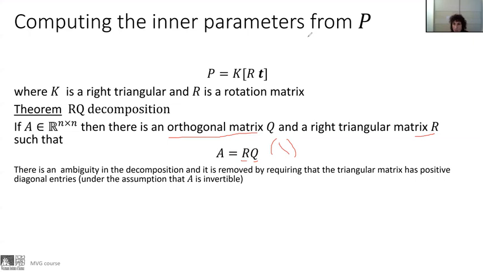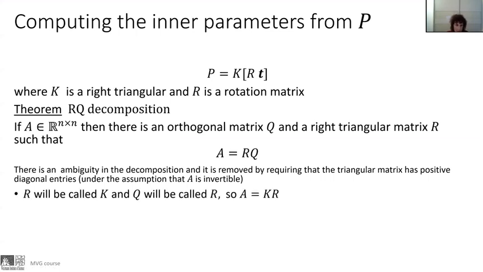And we are going to use this to resolve the ambiguity, but I'm going to change the notation such that it will be more convenient for us. R, which is considered to be the triangular matrix in the RQ decomposition, I'm going to call K, like what we are used to. And Q, the orthogonal matrix, we are going to call R, okay? So A is going to be like what we would like to have, K times R.